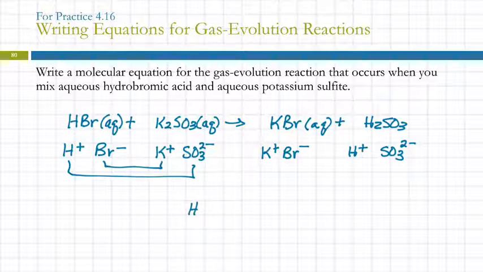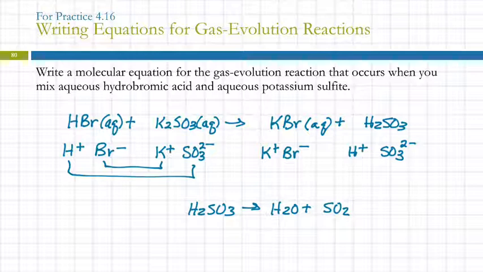So what does it do? Well, H2SO3 decomposes to form water, and what's left after I remove 2 hydrogens and an oxygen from this molecule? SO2. So up here, instead of writing H2SO3, I figured out separately what it decomposes into. It decomposes into water and SO2 gas. And then I have to balance it.